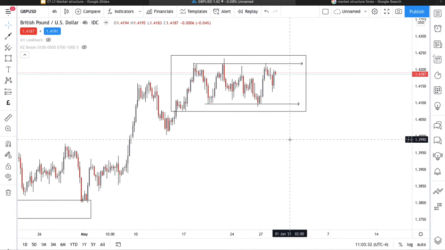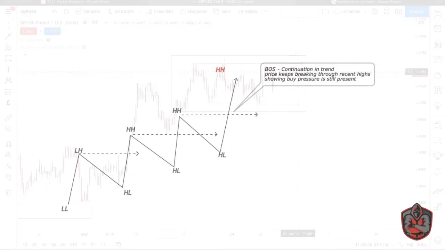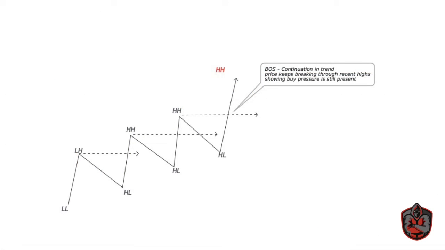Once I get that break of structure, that's when I start to look for buy or sell opportunities. Trend reversals. Now I'll be taking you guys through break of structures with signals towards a continuation in trend. So as you can see right over here, price is clearly printing higher highs and higher lows. Now, how do you know price is continuing its move to the upside?